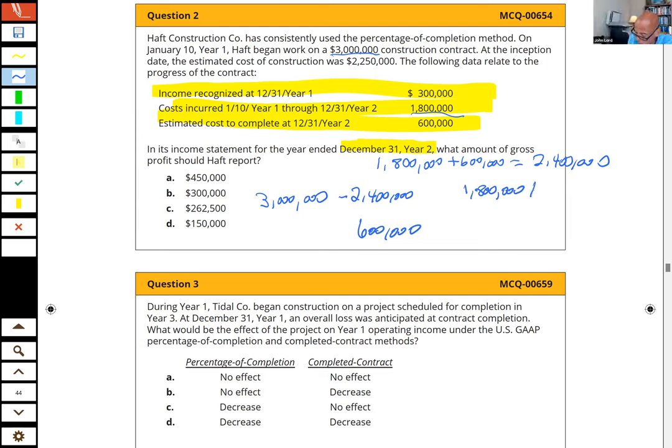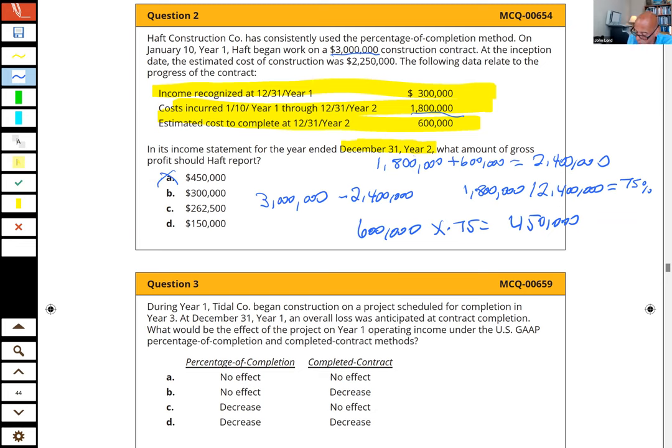1,800,000, right, divided by what? The 2,400,000, which is the total estimated cost of the contract. And somebody said, sorry, I don't know who it was because I'm looking down here, 75%, right? So 600,000 times 0.75 means that to date, I think I have earned 450,000 on this.